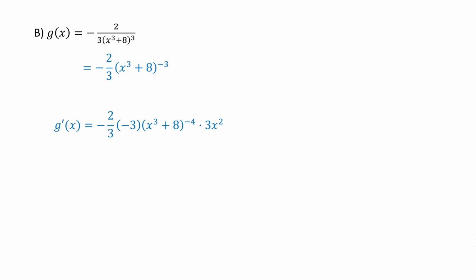The derivative of x cubed is 3x squared. The derivative of 8 is 0. Let's combine some like terms. First, I would reorder it and write it as negative 2/3 times negative 3 times 3x squared, and then the quantity x cubed plus 8 to the minus 4. Let's multiply the numbers together, and that's 6x squared times the quantity x cubed plus 8 to the minus 4.